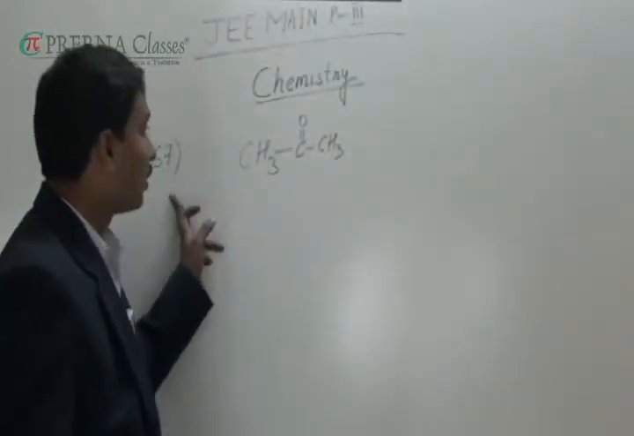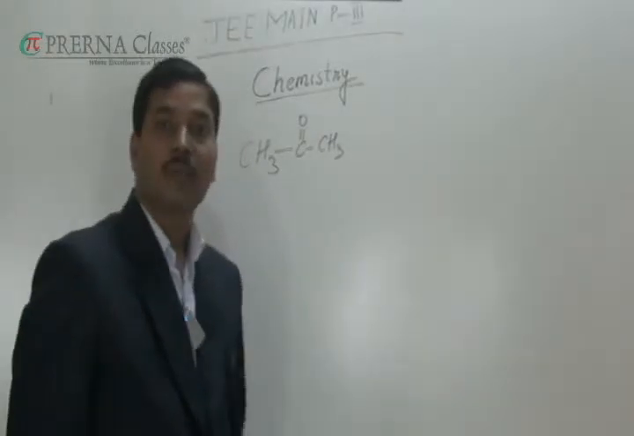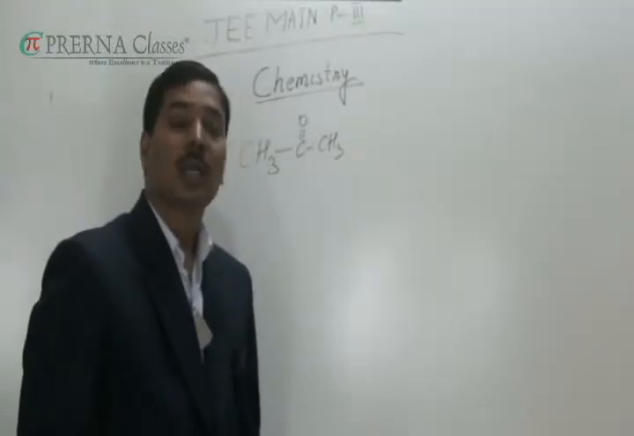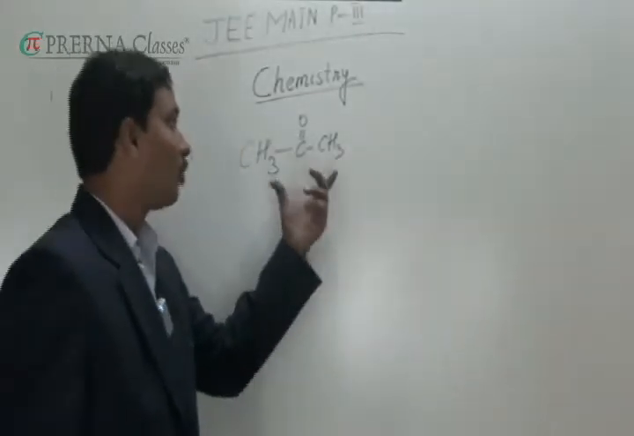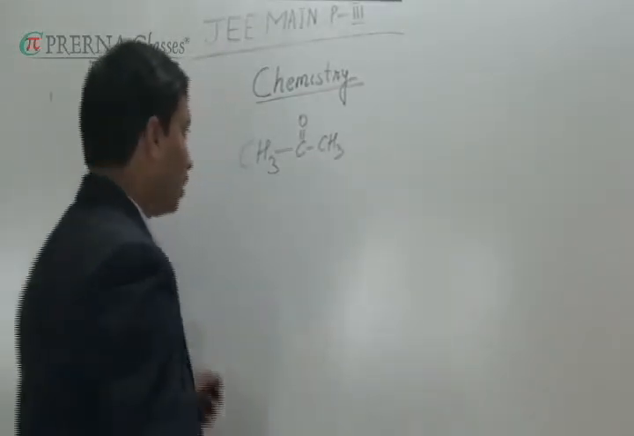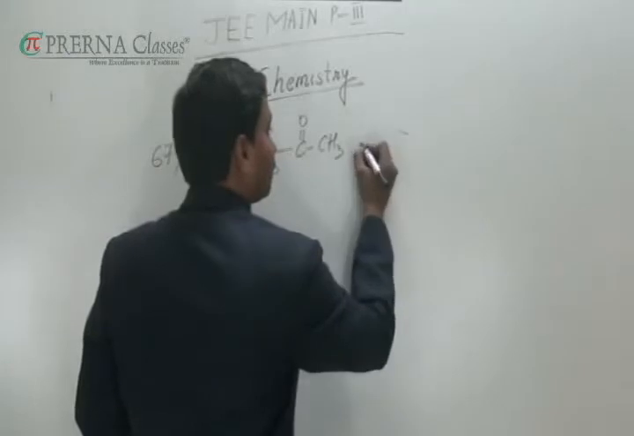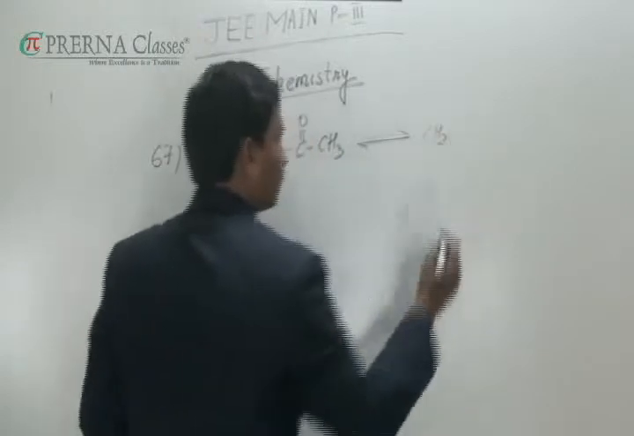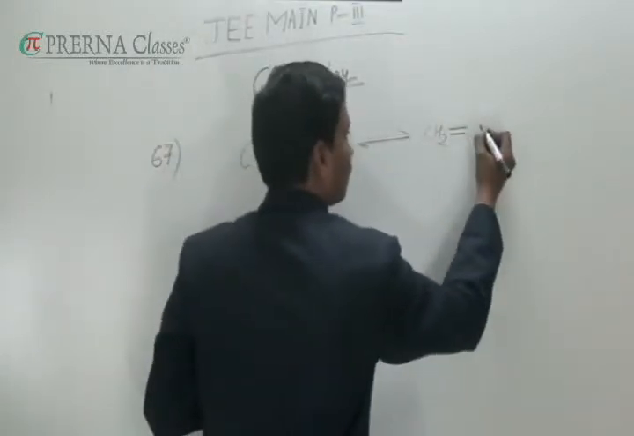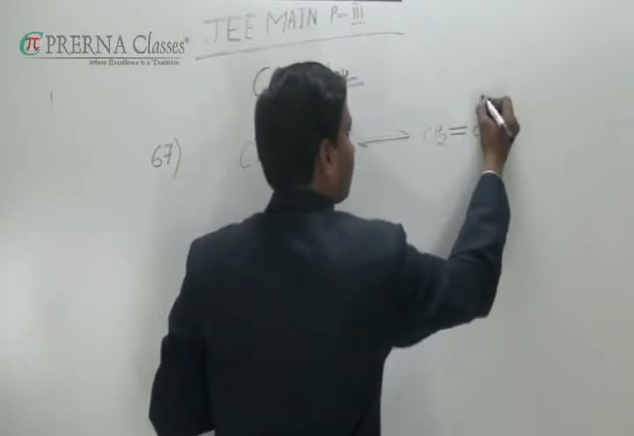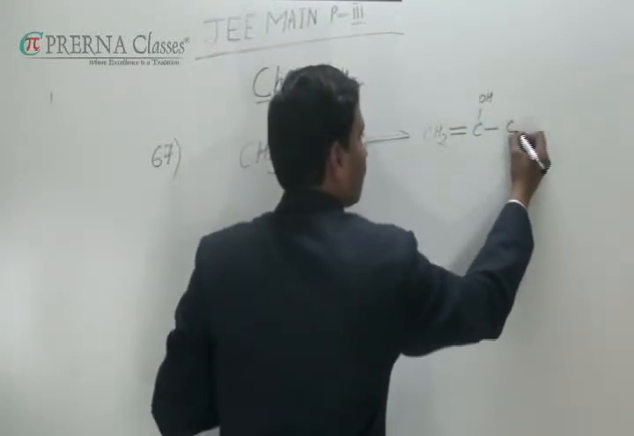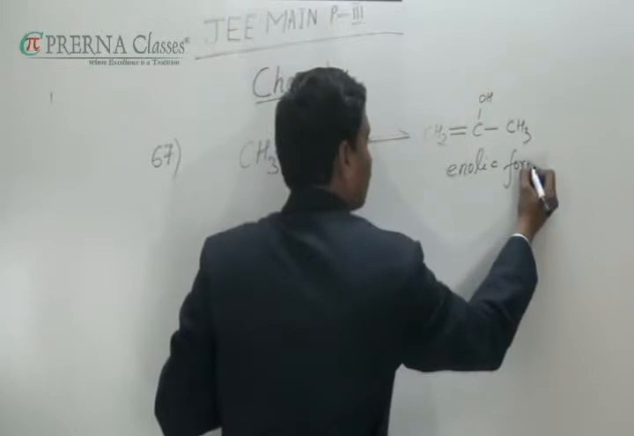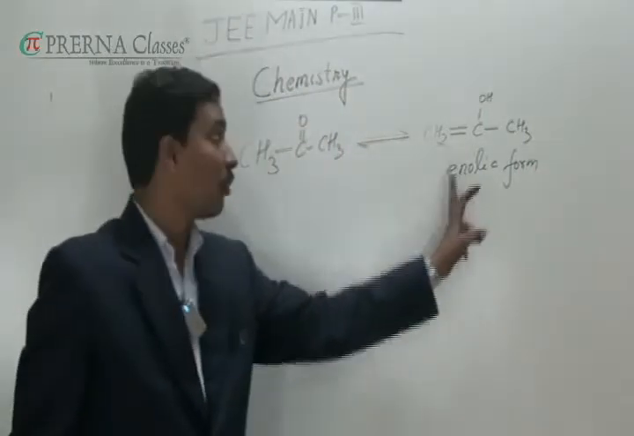Now question number 67. Acetone is given and we have to find the number of sigma bonds, pi bonds and lone pairs present in the enolic form of acetone. So first of all we have to draw the enolic form of acetone. So this is the enolic form of acetone.